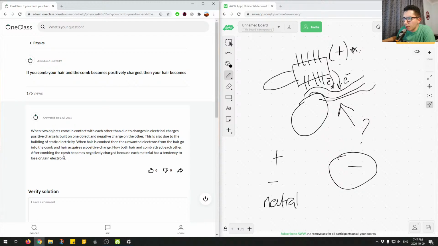So here they kind of have it backwards. If you comb your hair and the comb becomes positively charged, then your hair becomes negatively charged. Here they say when hair is combed, then the unwanted electrons from the hair go into the comb, and hair acquires a positive charge. See, that wouldn't really make sense because here we have a positively charged comb.